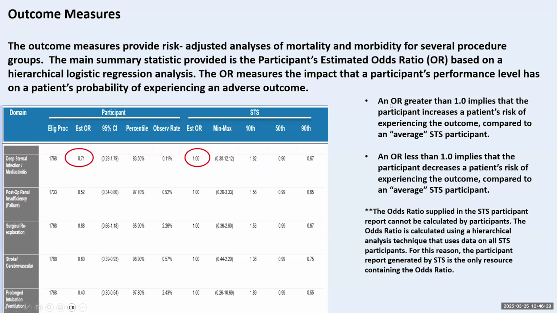The main takeaway: an OR greater than 1 implies that the participant increases a patient's risk of experiencing the adverse outcome compared to the average. Because you'll look here, the STS is always 1. All of those odds ratios are always 1. So if you are less than 1, that means you're doing better than the STS average. If you are greater than 1, that means you need a little work because you're not doing as well as the STS average.